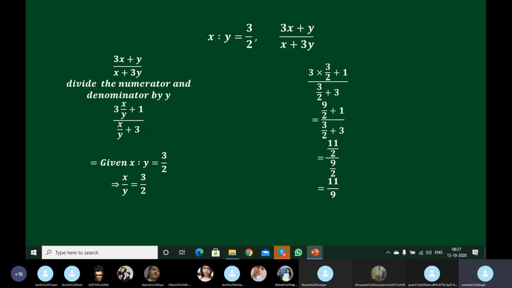कोई ऐसा है जिसको समझ में नहीं आया 11 upon 9 कैसे आया? प्लीज पूछे. आ गया कि नहीं आया? नहीं मैम. कहाँ से नहीं आया बताओ? मैम हमारा डिनोमिनेटर पहले 10 बाय 2 था, तो मैम 11 बाय 9 हो गया. 10 by 2 कैसे हो सकता है? 10 तो आ ही नहीं सकता बेटा.